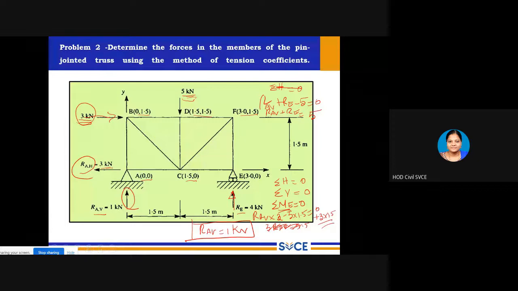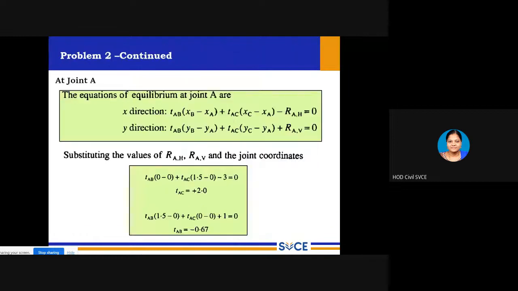So first you have to get the support reactions for this truss. Because while we apply the tension coefficient method, while we consider the equilibrium of the joint, you have to consider the support reactions and also the external force acting on the system. So that you have to be very clear.